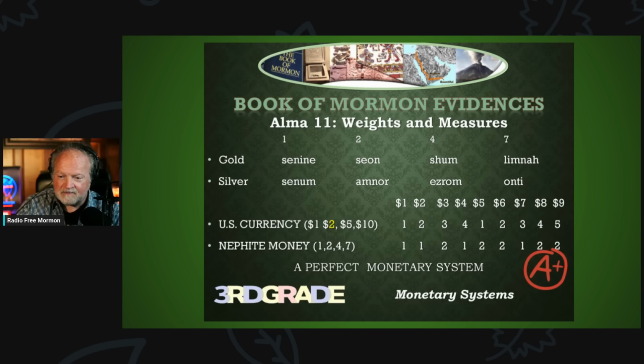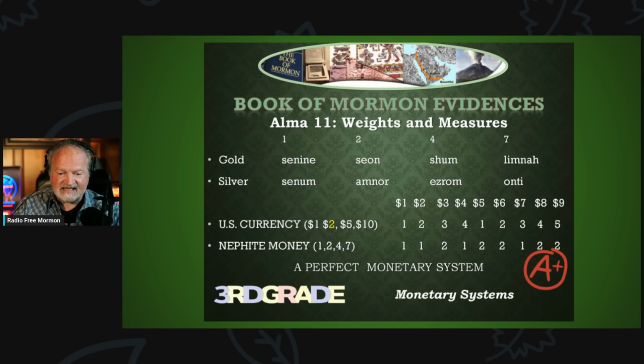And you can see up here, once again, they list under Book of Mormon evidences, Alma 11 weights and measures, and they have 1, 2, 4, 7. They have the gold with the names and the silver with the names, both 1, 2, 4, and 7. Then below it, they have US currency compared with Nephite money. In the US currency, they have $1, $2, $5, and $10. In the Nephite money, they have 1, 2, 4, 7, because once again, those are the units in the Nephite money. They actually call it a perfect monetary system. I think that might be a bit extreme.